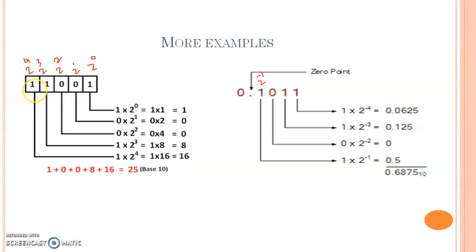So you need to add only 1 into 2 raised to 4 plus 1 into 2 raised to 3 plus 1 into 2 raised to 0. Isn't it? 1 plus 8 plus 16. Similarly, here also you need to add only these positions: 1 into 2 raised to minus 1 plus 1 into 2 raised to minus 3, because this is 2 raised to minus 2, this is 2 raised to minus 3, plus 1 into 2 raised to minus 4. Okay, so this is called the sum of weights method. We will see the sum of weights method in detail now.